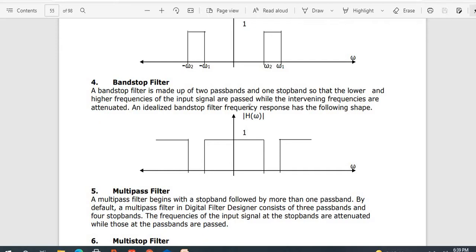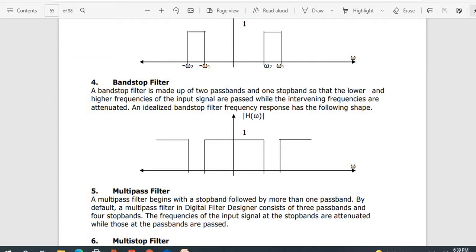Band stop means it resists a particular band, and it allows the remaining bands to pass. So when we have such kind of filtering, when I am stopping a specific band and allowing other bands to pass, as you can see in this particular filtering, a specific band has been stopped. That particular part is considered to be the band stop filter. One more name for that is band reject filter.